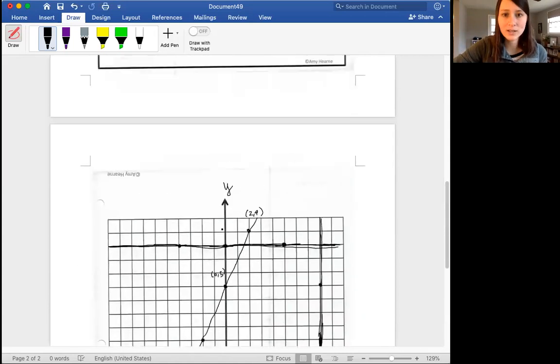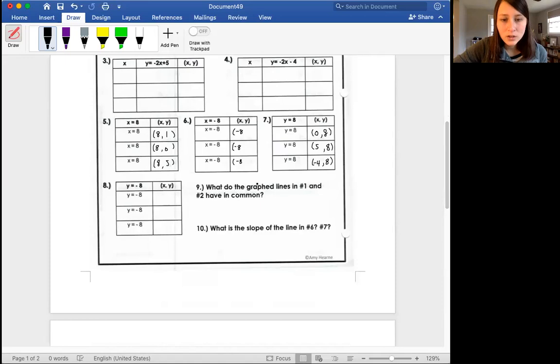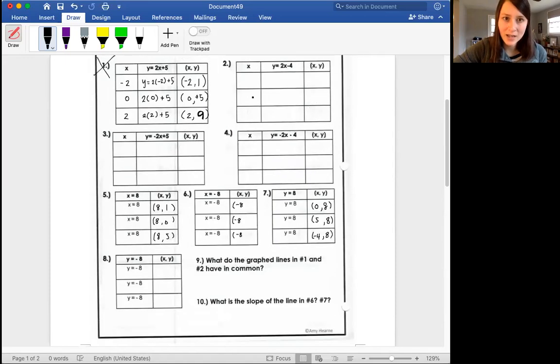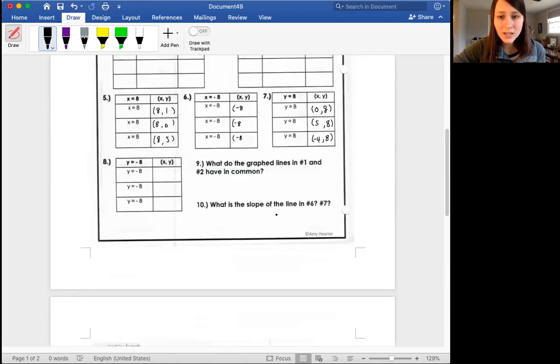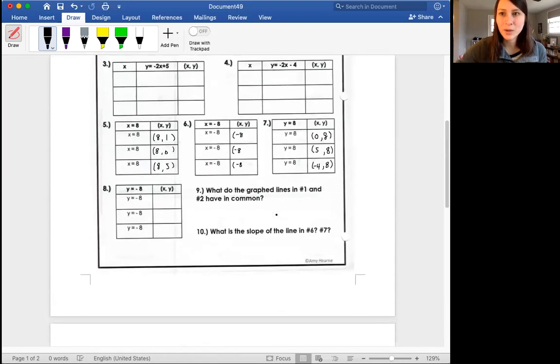So the questions here say, what do the graphed lines in number 1 and number 2 have in common? Well, you're going to have to take a look at that and decide what you see. And then number 10, what is the slope of the line in 6 and 7? So you've got to decide. Well, actually, we haven't talked about slope yet. That's coming up. So don't worry about this problem. And then just kind of take a look at number 9 and see if you can notice anything in common and describe it.